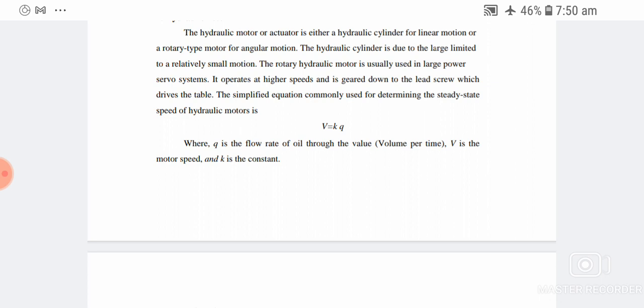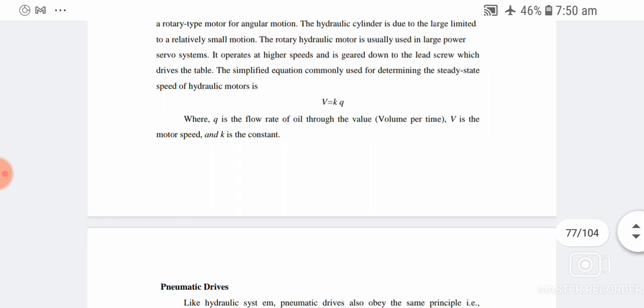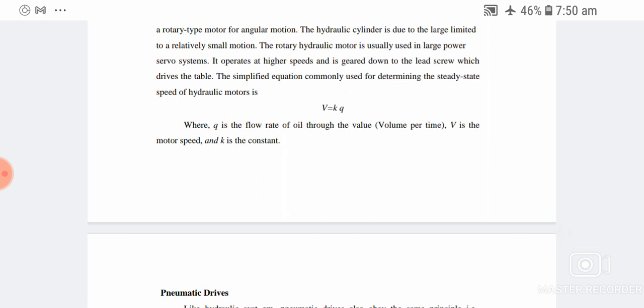The simplified equation commonly used for determining the steady state speed of the hydraulic motor is V is equal to KQ, where Q is the flow rate of the oil through the valves and V is the motor speed. K is a constant.